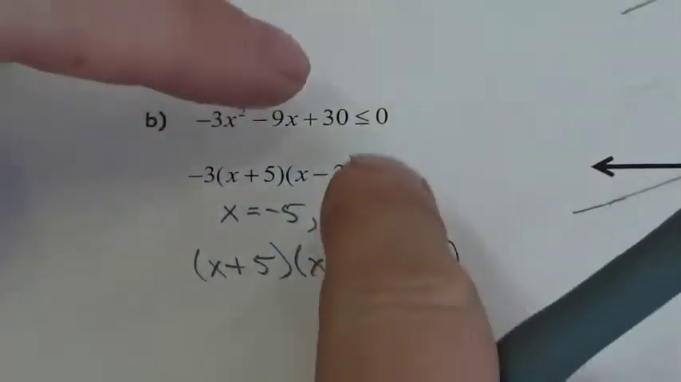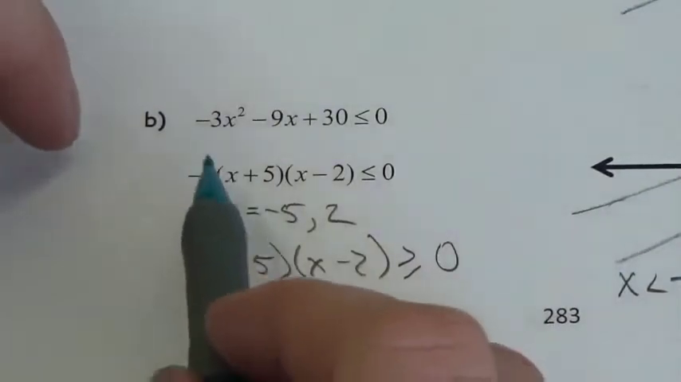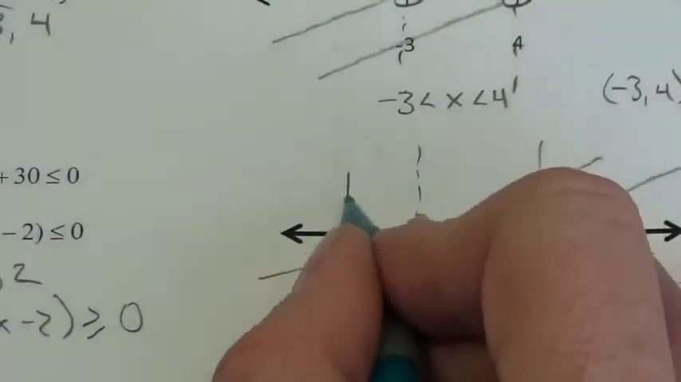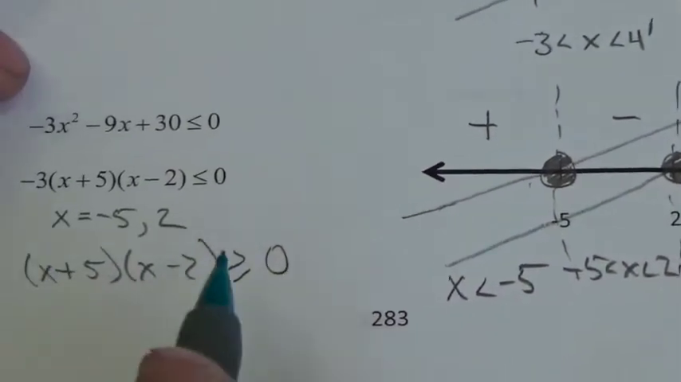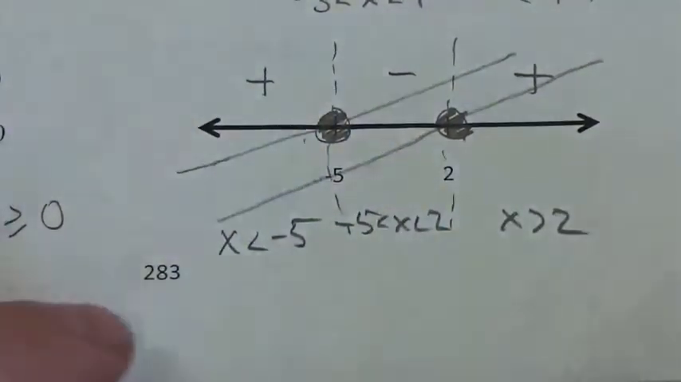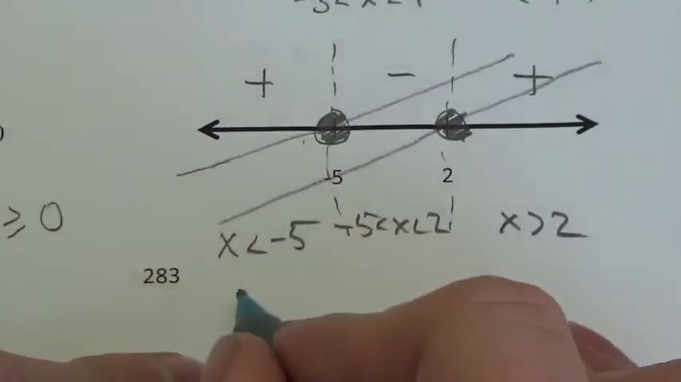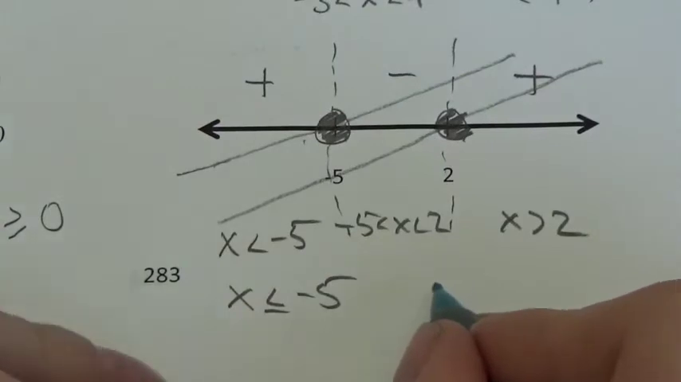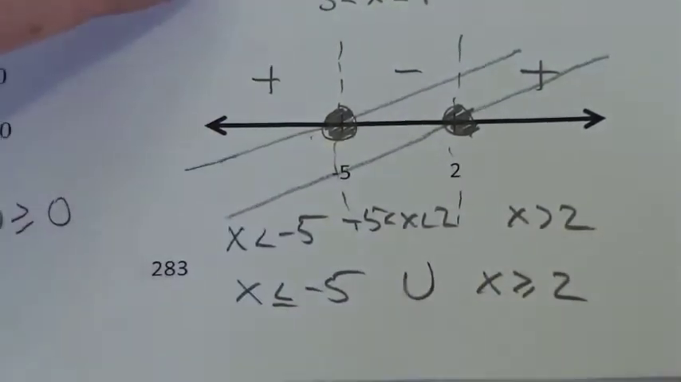Now I'm looking for something slightly different than it looked like up here, but it's still going to give me the same answer. And I can now use my entire setup here. All I've got to remember is, again, this is positive, this is negative, this is positive. I am now interested in where that thing is greater than or equal to 0. And based on the work I'm doing here, that's got to be where x is less than or equal to negative 5 because of the question, union, x is greater than or equal to 2.